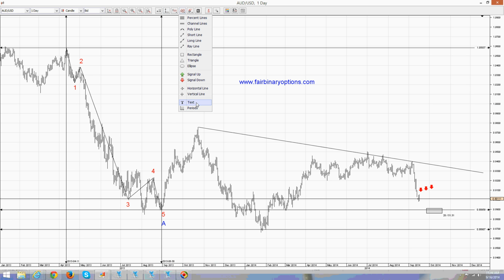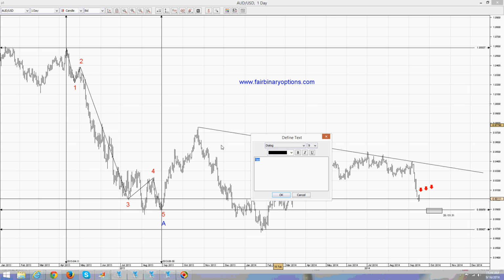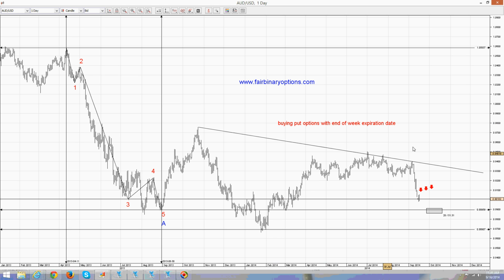So let's write here on the screen that I'm buying put options with end of week expiration date on the Australian dollar and US dollar. End of week meaning on Friday, by the time the US markets are closing.